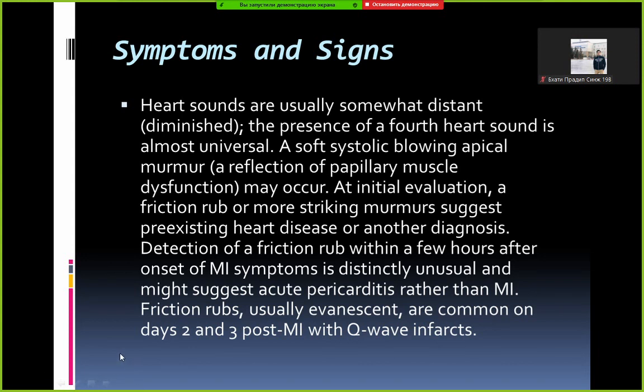Detection of a friction rub within a few hours after onset of myocardial infarction symptoms is distinctly unusual and might suggest acute pericarditis rather than myocardial infarction. Friction rubs, usually evanescent, are common on the second or third day of Q-wave infarction.